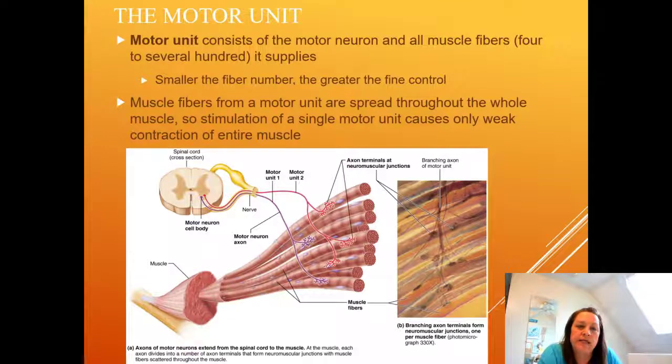So a motor unit is a motor neuron and all the muscle fibers it supplies. The smaller the number, the greater the fine control. So the motor units that feed the little fingertips that we're trying to do little things like thread needles, very fine control, small motor unit. If I'm trying to lift up this desk with my shoulder muscles and my arm muscles, lots and lots and lots of fibers.